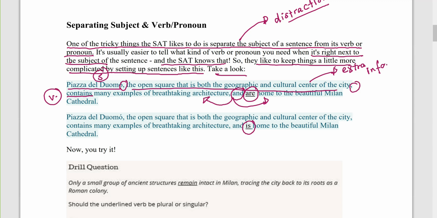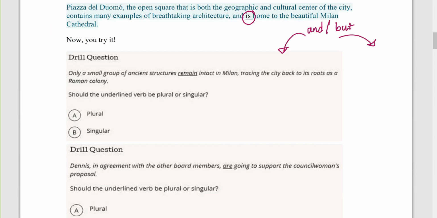So in that case, we have to be careful about, as we said before, and and but. Whenever we see them, we need to think of the parallelism. What's before and what's after. This is very important. Drill question number 1. Only a small group of ancient structures remain intact in Milan, tracing the city back to its roots as the Roman colony. Who's going to do this one? Should the underlying verb be plural or singular? Who can tell? Do I go for remain or remains? You are the one to tell. Singular, exactly. So here, let us do it this way. Of ancient structures, this is prepositional phrase.